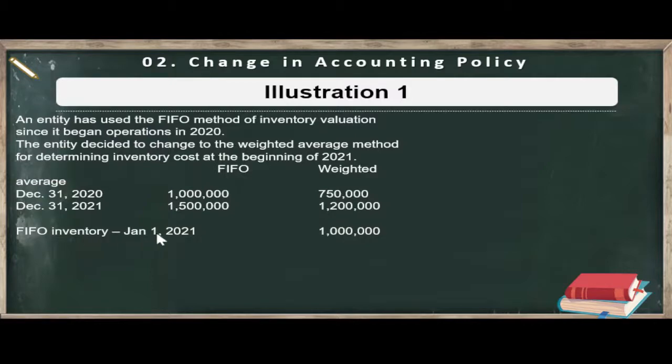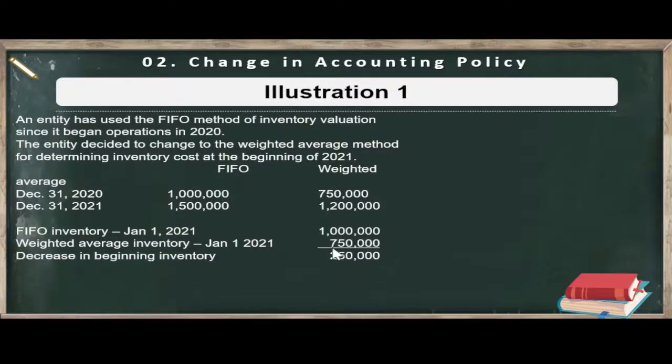The FIFO beginning inventory on January 1, 2021, of course, is the ending balance of 2020, that's 1 million. And the weighted average inventory on January 1 is 750,000. Because the ending balance in the previous year would be the beginning balance in the following year. So we're talking about January 1, 2021; the ending balance of 2020 is the beginning for 2021. So there's a difference of 250,000. So you have to decrease your beginning inventory for 2021. Remember, 2021 is the year of change.